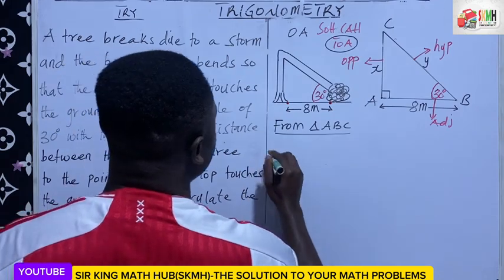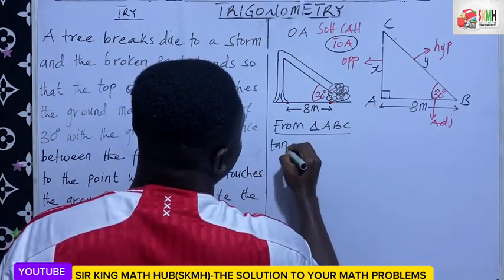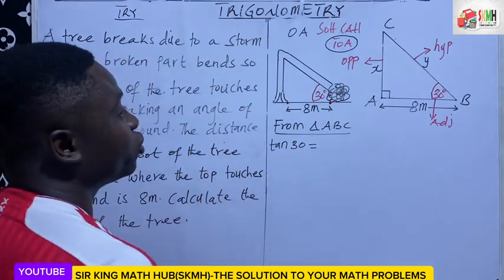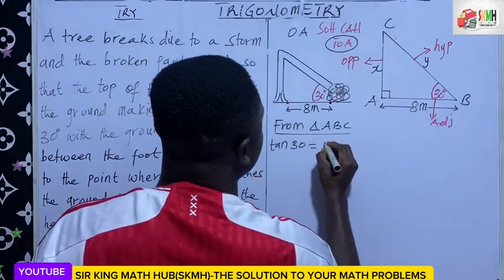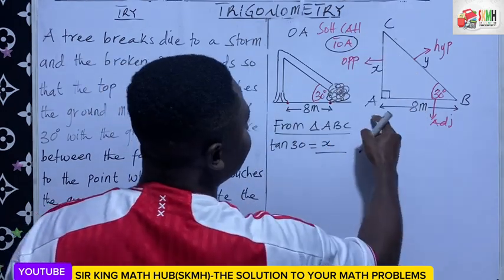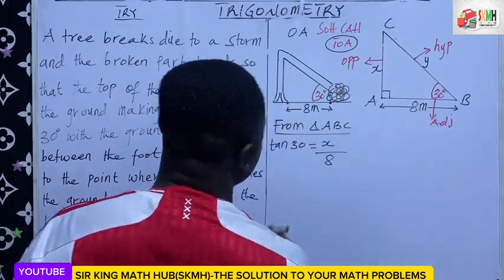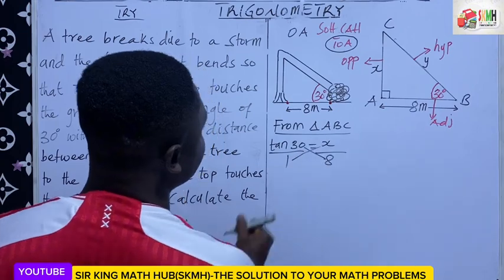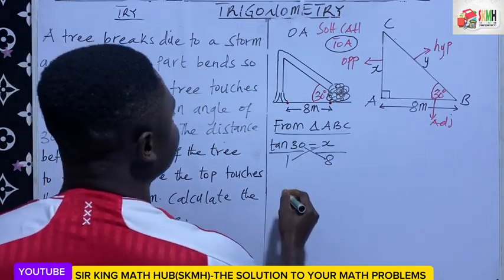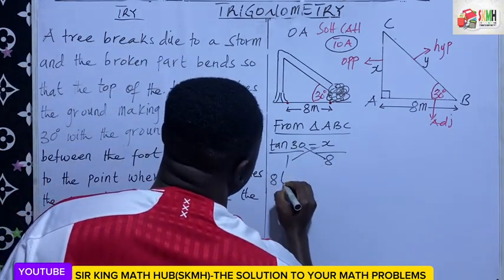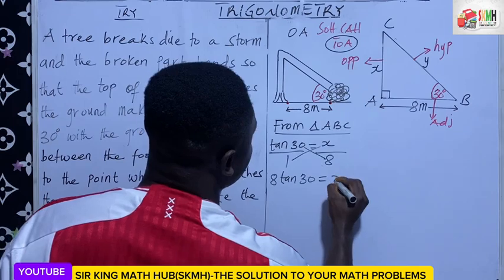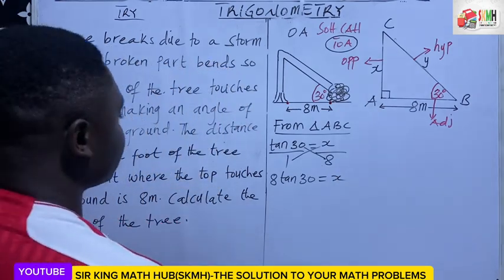And what does TOA say? TOA says that the tan of this angle here should be equal to the length of the opposite. What is the length of the opposite here? X, divided by the length of the adjacent, giving us 8. So tan 30 is the same as tan 30 on 1. We do the cross multiplication: 8 times tan 30, 8 tan 30, and then 1 times x. That should give us x.